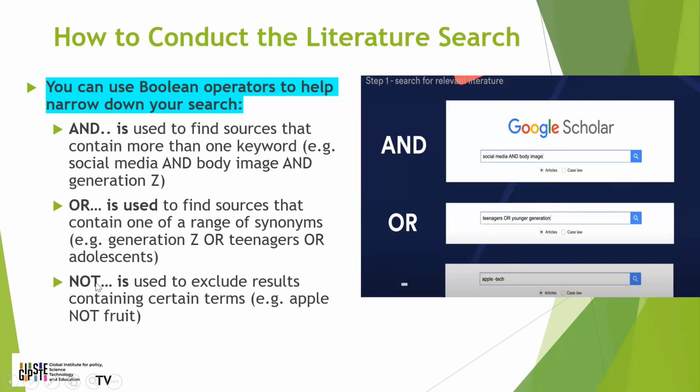The NOT Boolean operator is used to exclude results containing certain terms. For example, you want to look for Apple, but you don't want the fruit, maybe Apple phone, Apple laptop, but not the fruit. Because of that, when you type in Apple, you should also type in NOT fruit so that it will not bring Apple fruit. It's very important, take note of that.